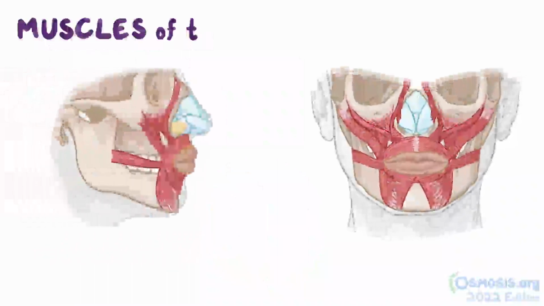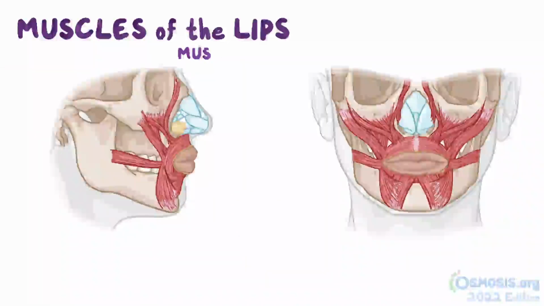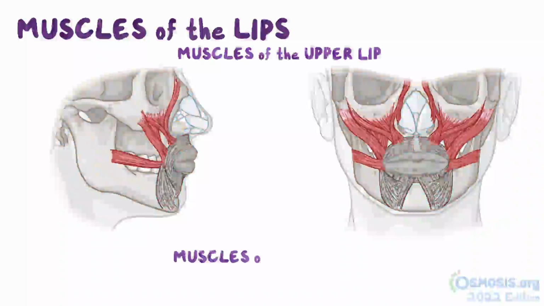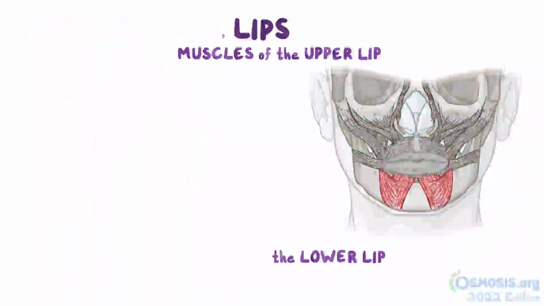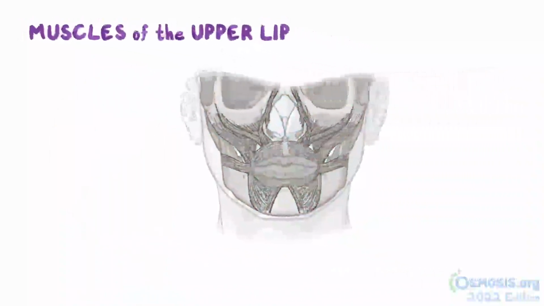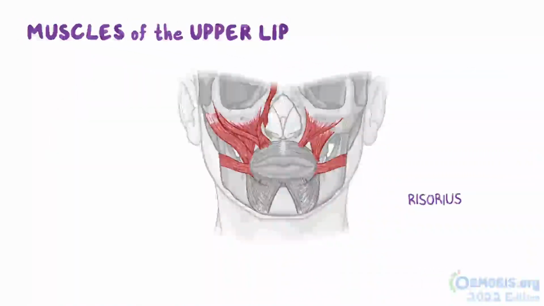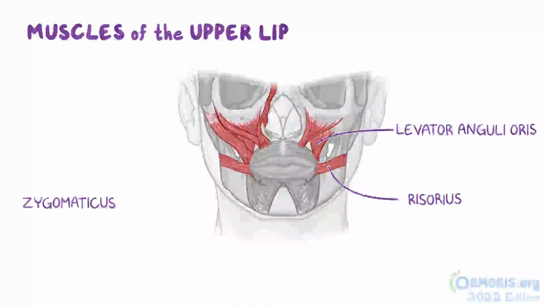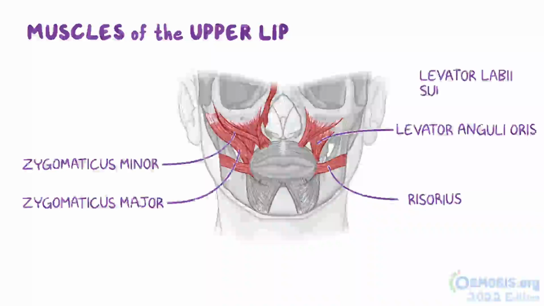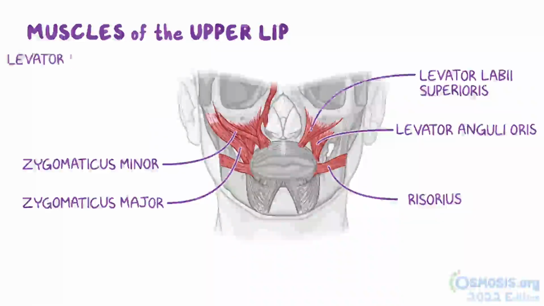As for the muscles of the lips, we'll divide them into the muscles of the upper lip and the muscles of the lower lip. The muscles of the upper lip are the risorius, the levator anguli oris, the zygomaticus major, the zygomaticus minor, the levator labii superioris, and the levator labii superioris alaeque nasi, which we mentioned earlier.